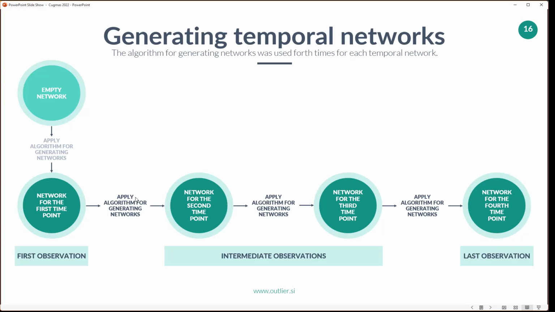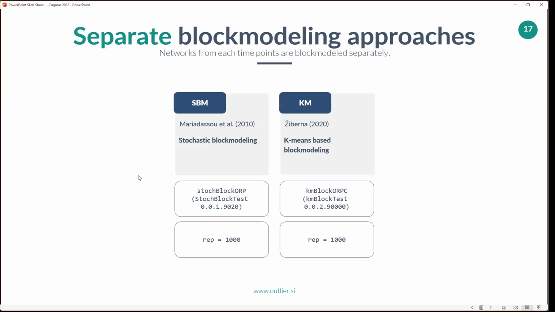And then we apply this algorithm again. So we end up with the network for the second time point, and again and again. So we end up with the network for the fourth time point. So we run this algorithm 1, 2, 3, 4 times, and we end up with 4 generated networks.